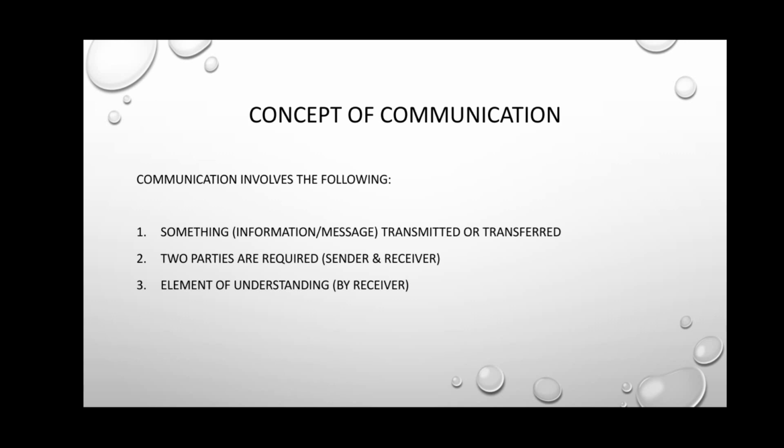Next is the element of understanding. What the sender is sending should be understood by the receiver. It means the message or information was encoded, and in the same way the receiver decodes it, then we can say he understands the message, and the receiver will reply or give a message, then we can say communication took place. The three things: there should be the message, there should be two parties, and there should be an element of understanding. Right now, I am sending information about communication with the help of this video, and you are getting the message. I am the sender here and you are the receiver. If you are getting the information in the same way, then we can say communication took place.